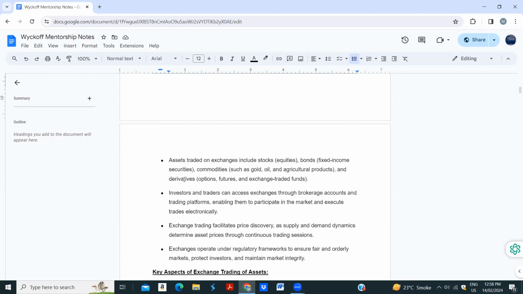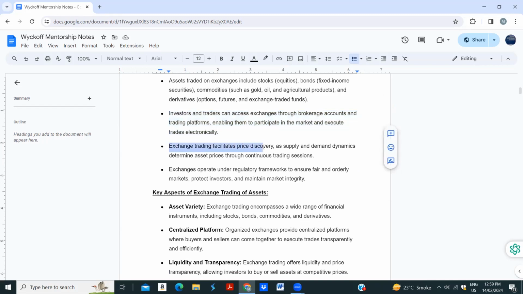All right. Assets traded on exchange: stocks or equities, bonds or fixed income securities, commodities such as gold, oil, and agriculture products, and derivatives like options, futures, and exchange traded funds, which are known as ETFs. Investors and traders can access exchanges through brokerage accounts and trading platforms, enabling them to participate in the market and execute trades electronically. Exchange trading facilitates price discovery as supply and demand dynamics determine asset prices through continuous trading sessions. Okay, remember that.